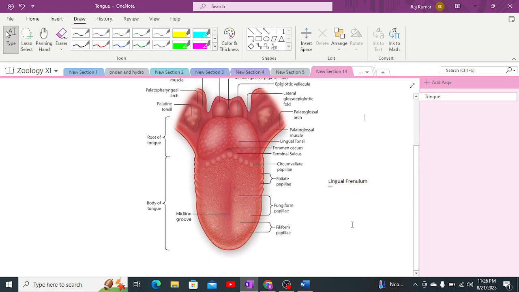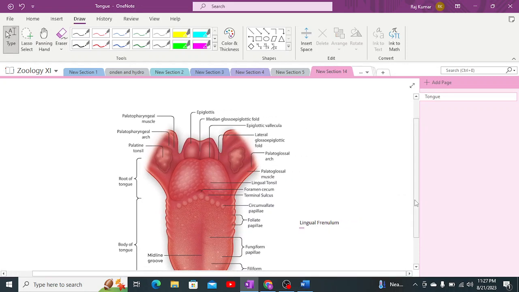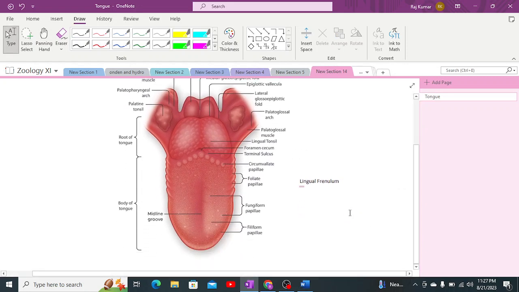So here we're going to discuss the major structure of the tongue. The tongue basically has taste buds over it which detect taste. And what kind of tastes are there? There are four types of taste: sweetness, bitterness, saltiness, sourness.